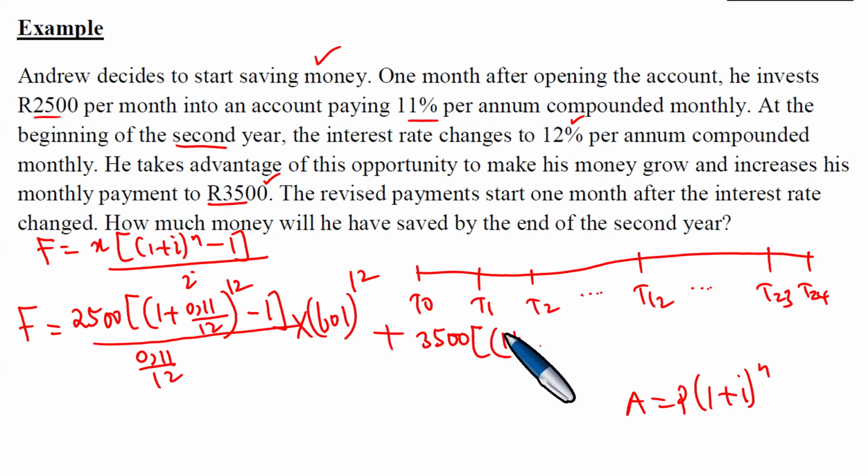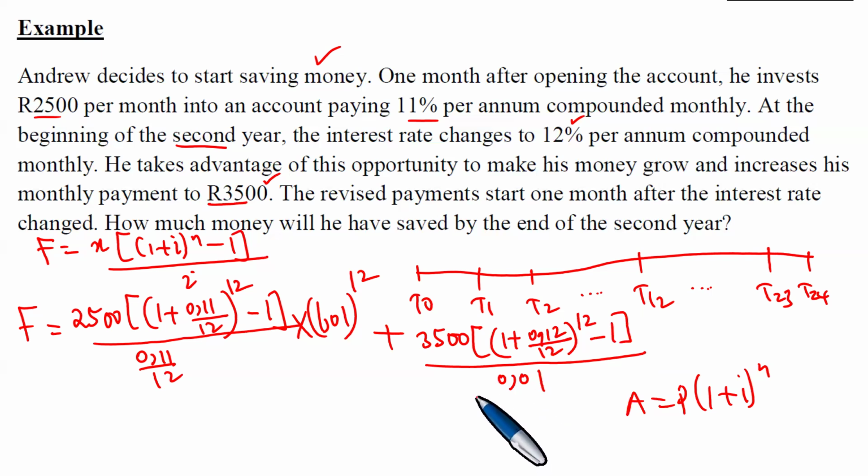1 plus, and then it's going to be 0.12 divided by 12. And this is actually for a year, 12 months, 0.01. Like that. Or, to make things easy, here you can say it's going to be 0.12 divided by 12.